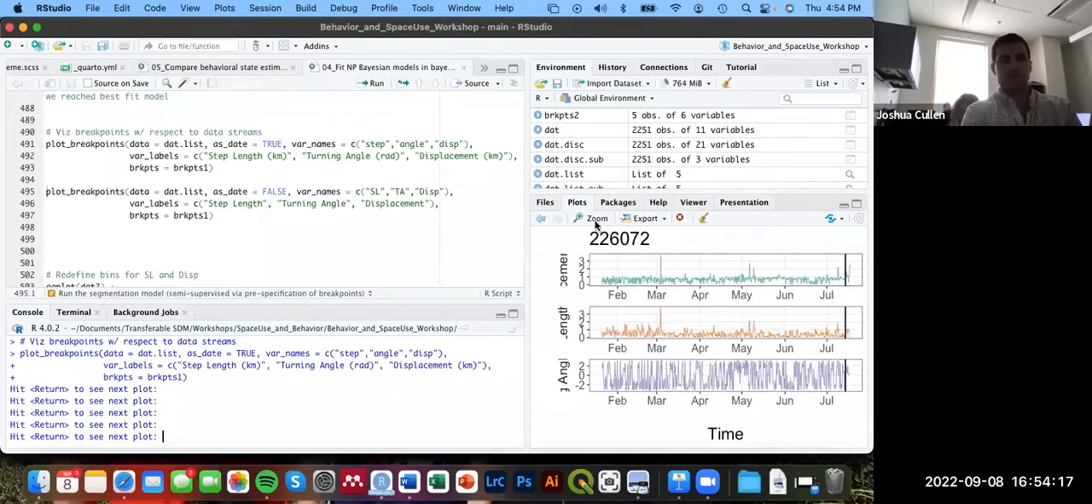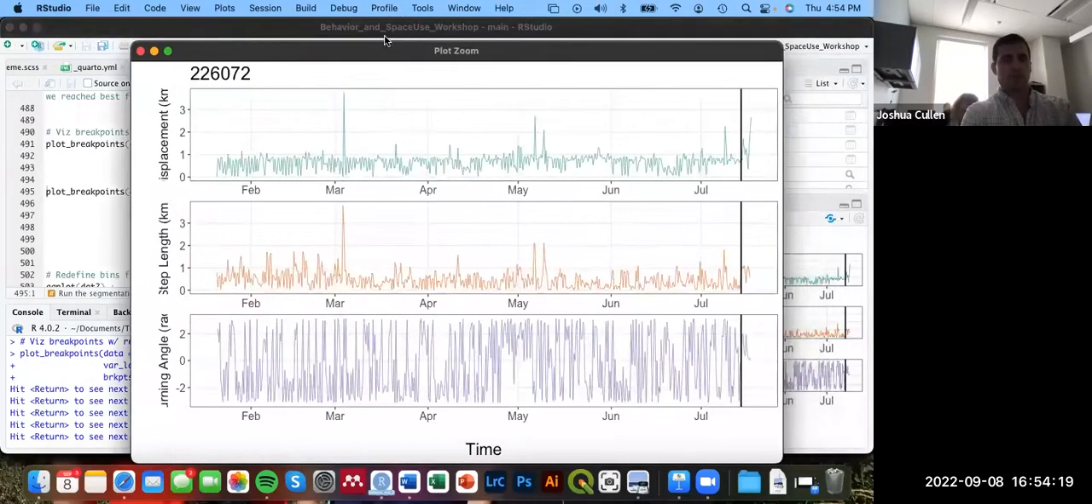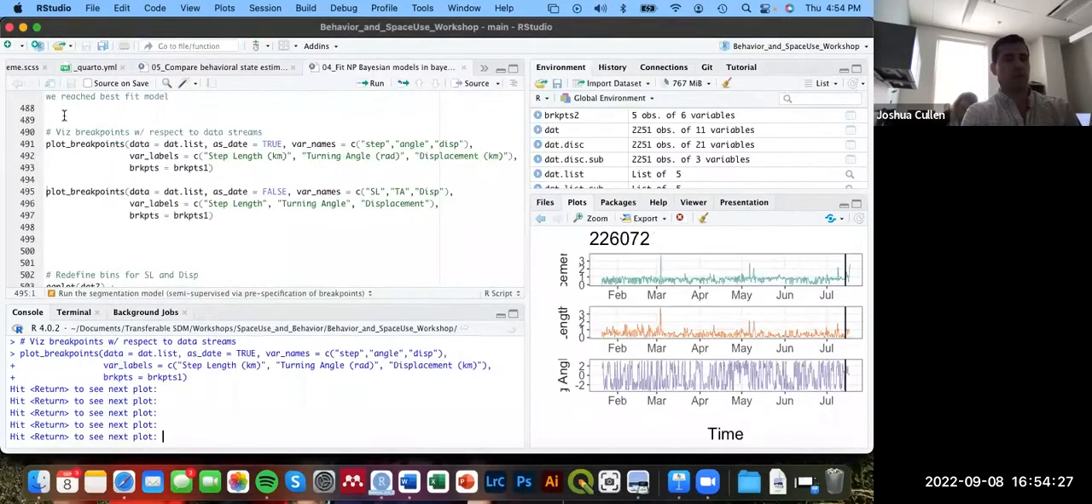Same thing for this other resident individual. This breakpoint's a little bit off the left end, but essentially it's saying that this is just one segment. There's not multiple phases of behavior happening.